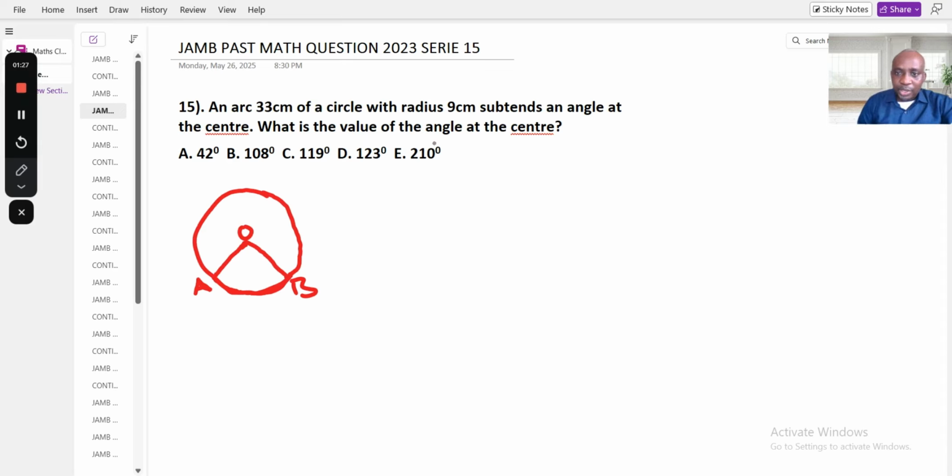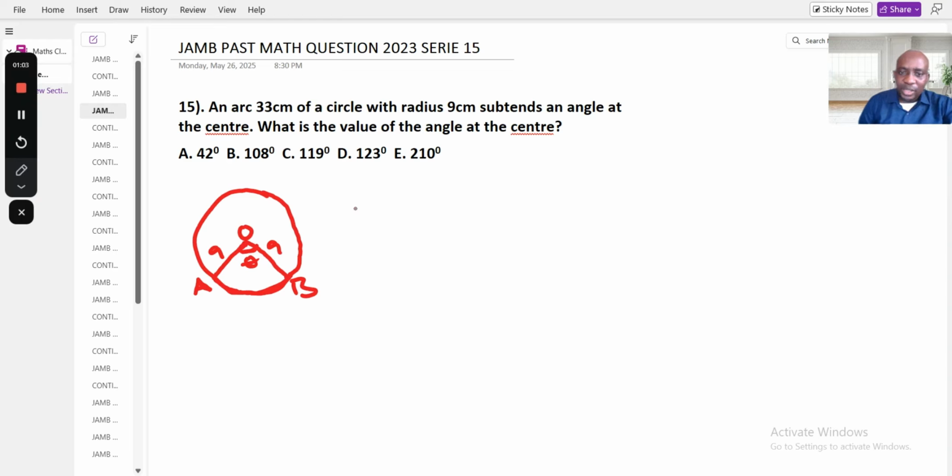Now the question says that a 9 centimeter radius subtends an angle. This space from O to A, this space will also be 9. There is an angle here. This question is asking us, what is the value of the angle at the center? This is the angle the question is asking us, which we don't know yet.